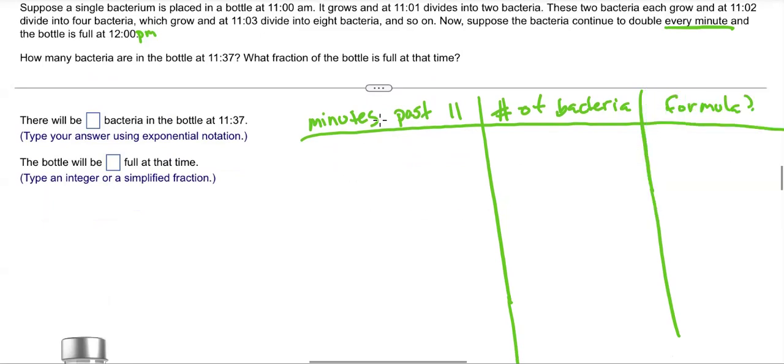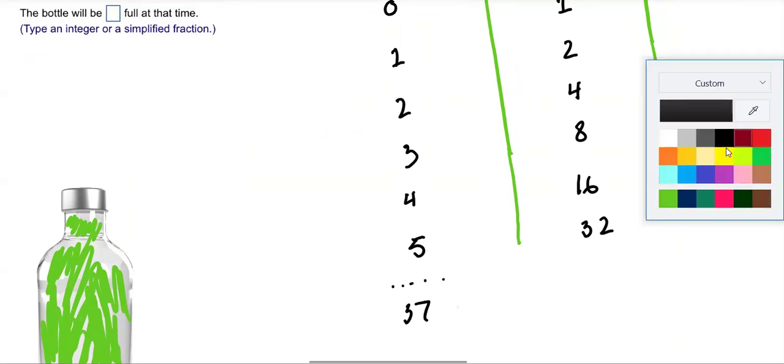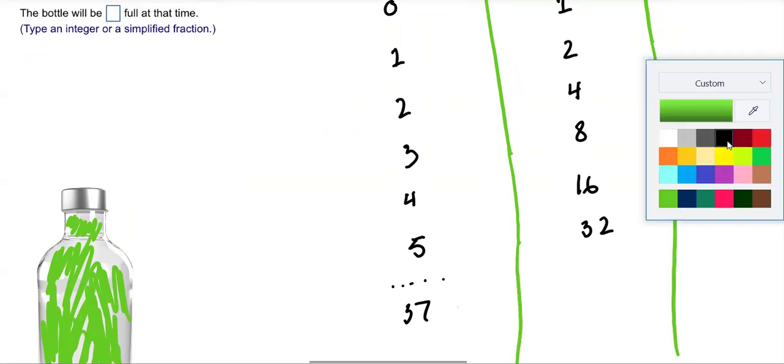All right, so I'll change colors just to make it a little less overwhelmingly green. At exactly 11 o'clock, so 0 minutes past 11, there's one bacteria put in the bottle. 1 minute past 11, there are two now. 2 minutes past, we've doubled. 3 minutes past, doubled again, just like we were talking about with the bottle drawing. 4 minutes past, doubled again. 5 minutes past, doubled again. Now you could keep going all the way down to 37 if you want to, but I'm definitely not going to recommend that because there is a smarter way to do this, which is what we're going to do.